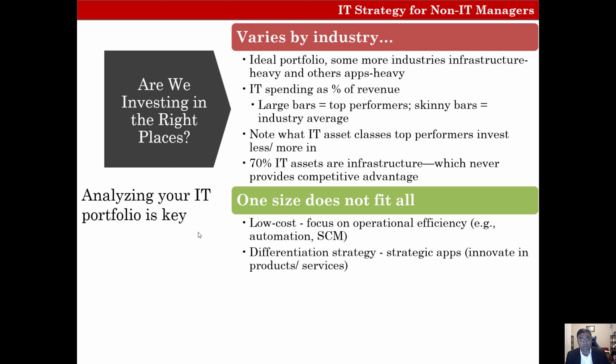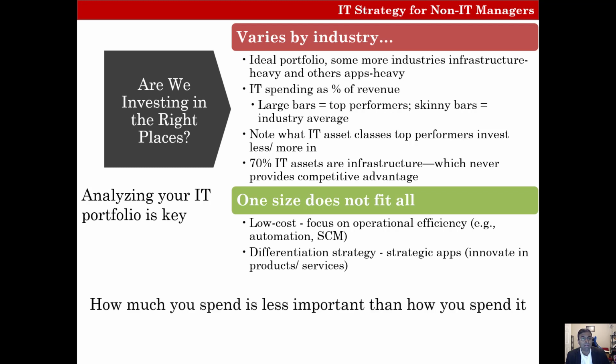Now remember that one size does not fit all. You have to look at your strategic imperatives. If your strategic aspiration is to be a low-cost provider, you need to focus on operational efficiency, automation, and supply chain management. But if you're looking at a differentiation strategy, then the focus is on strategic applications. But the important thing to remember is that how much you spend is less important than how you spend it.